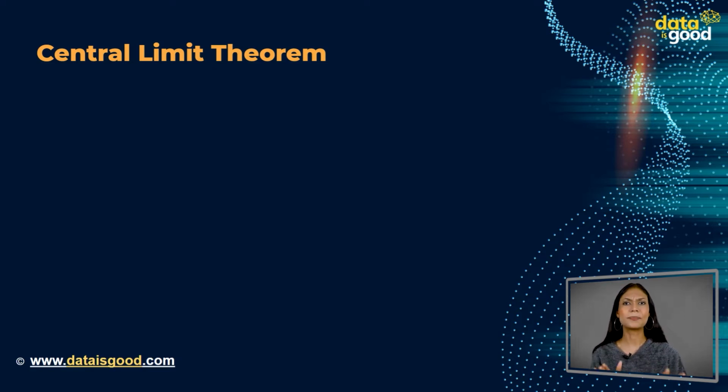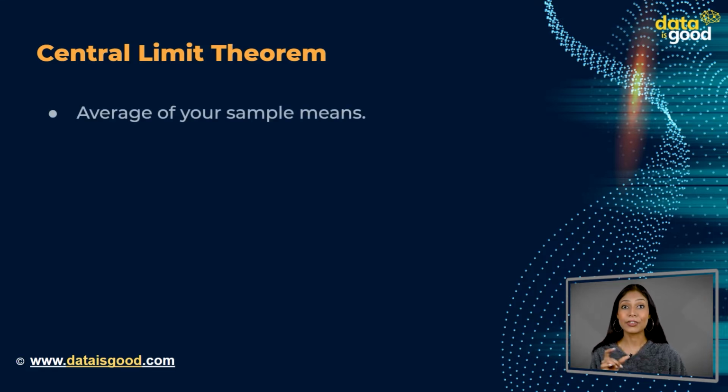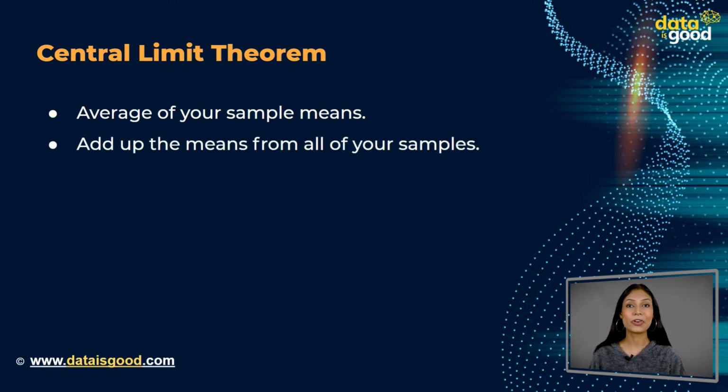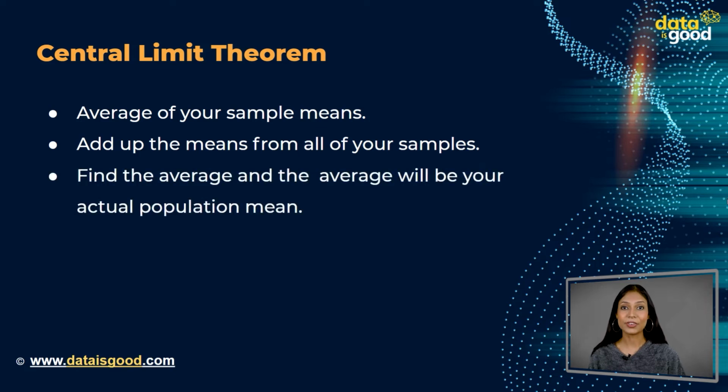So in simple words, Central Limit Theorem is an approximation that you can use when the population that you are studying is really large. It would take a long time to gather data about each individual that is part of it. An essential component of the Central Limit Theorem is that the average of your sample means will be the population mean. In other words, add up the means from all of your samples, find the average, and that average will be your actual population mean.